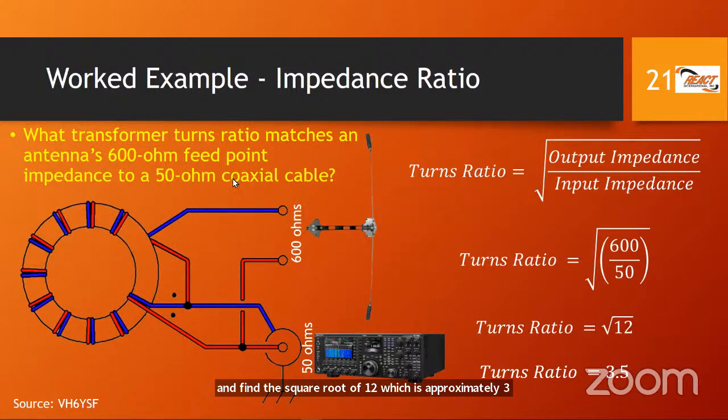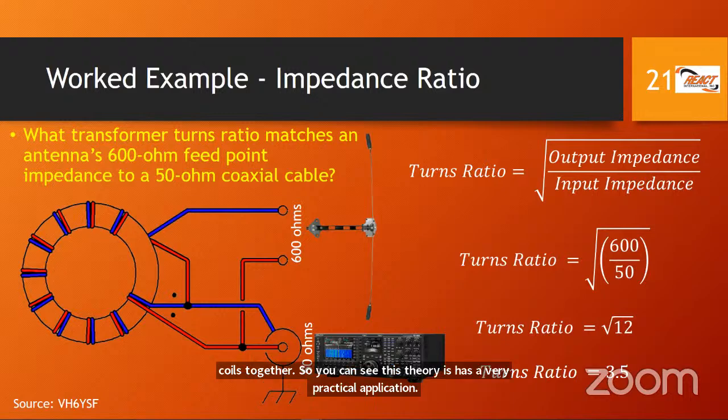So we have just solved it: if we want to do a matching transformer to match a 50 ohm feed line to a 600 ohm antenna, all we do is use a turns ratio of 3.5. So we have the primary, and then 3.5 is the ratio of the two coils together. So you can see this theory has a very practical application. Right, so again, exam question.